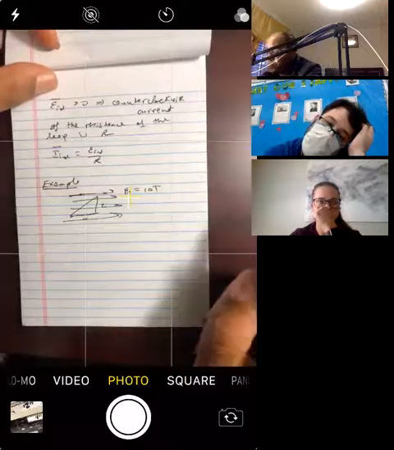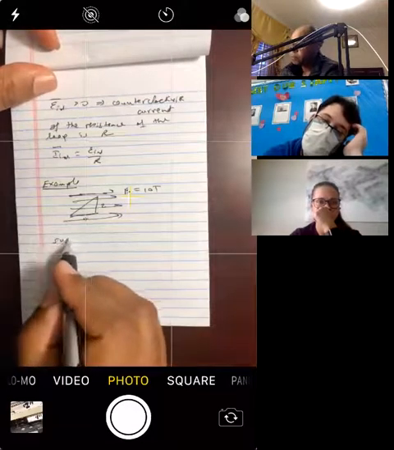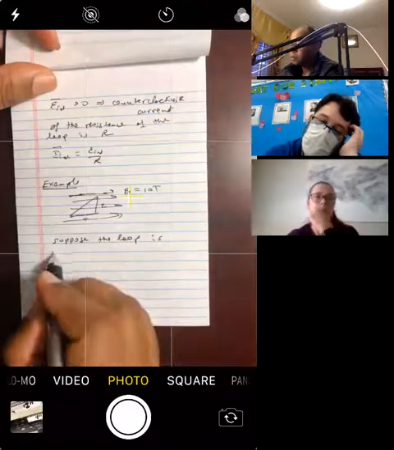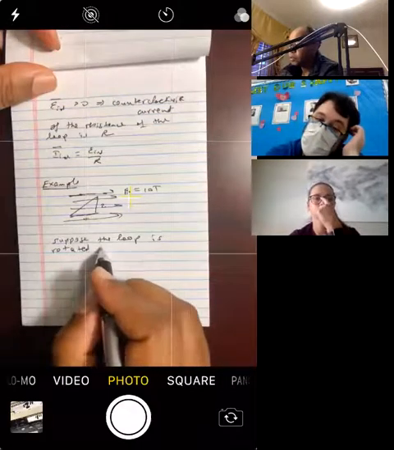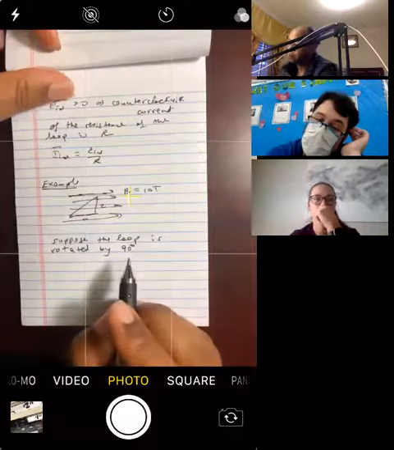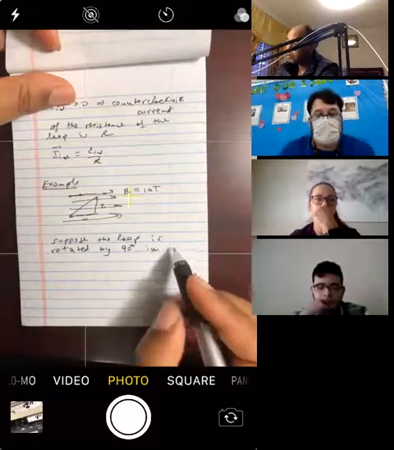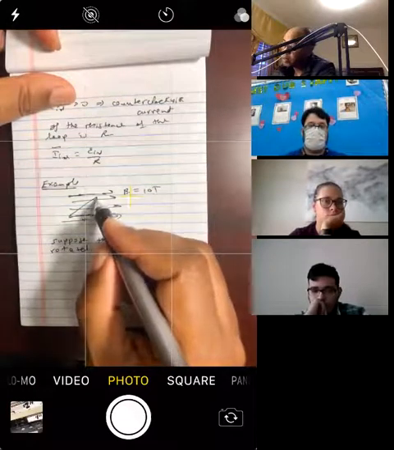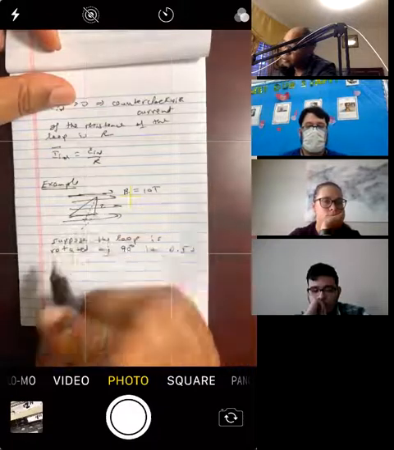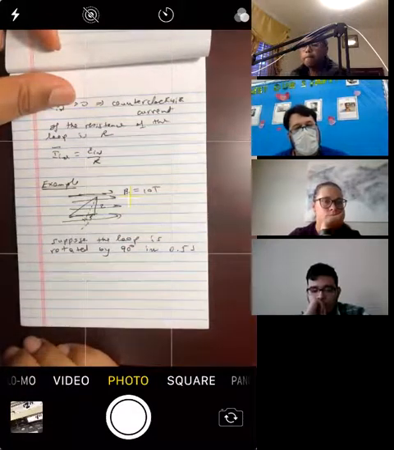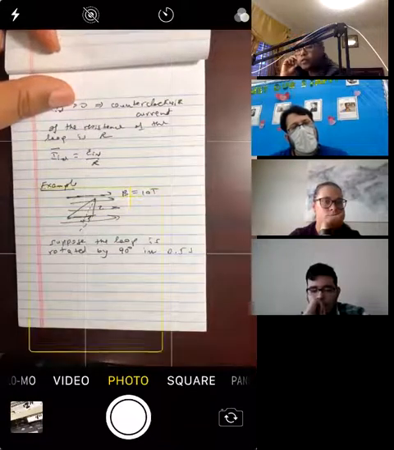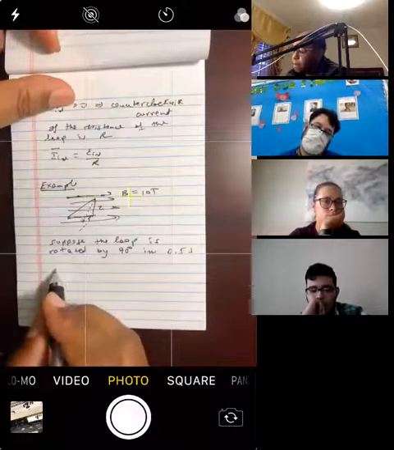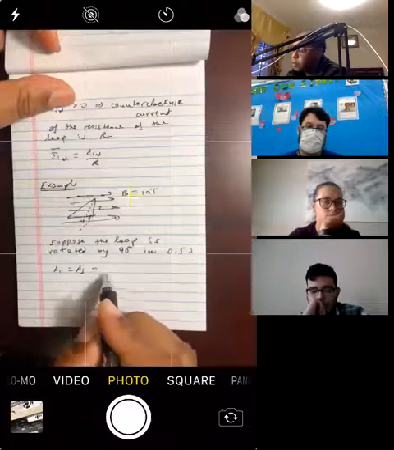Now, suppose the loop is rotated by 90 degrees in, let's say, maybe 0.5 seconds. So this loop is rotated by 90 degrees. Let's say eventually it gets over here like this, where this angle is 90 degrees. In this case, we're not changing the shape of the loop. So the initial area and the final area are the same, and that's the rectangle.